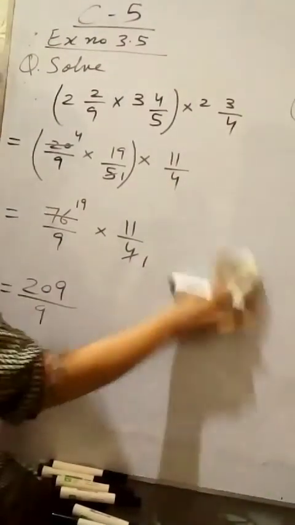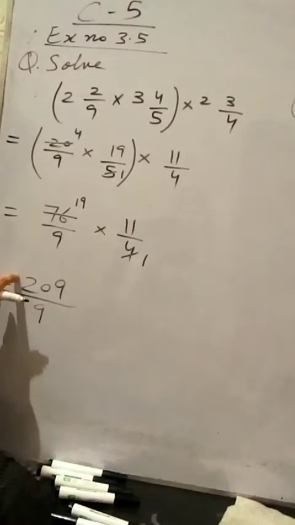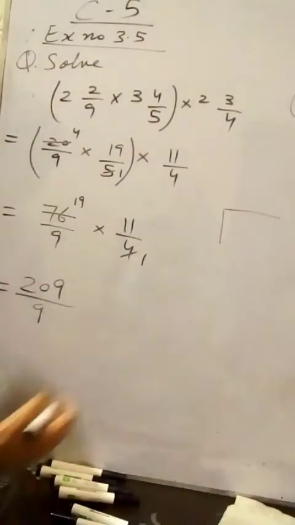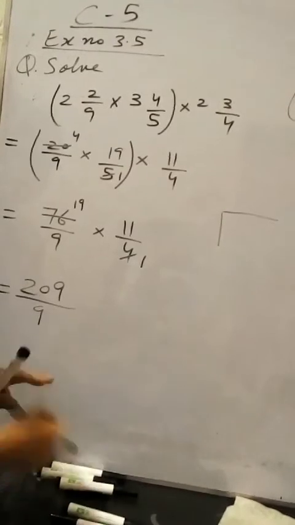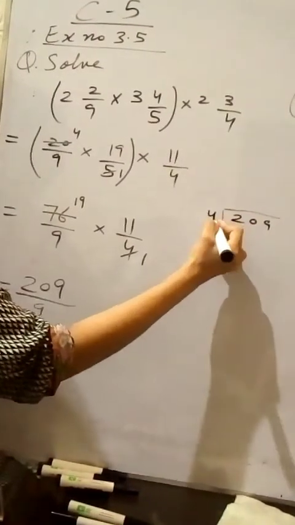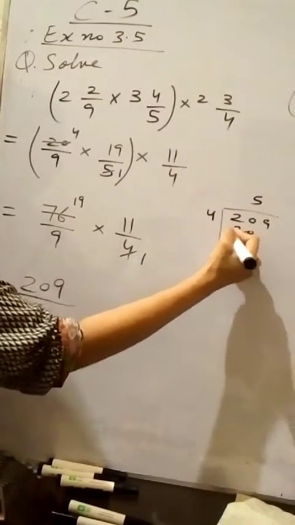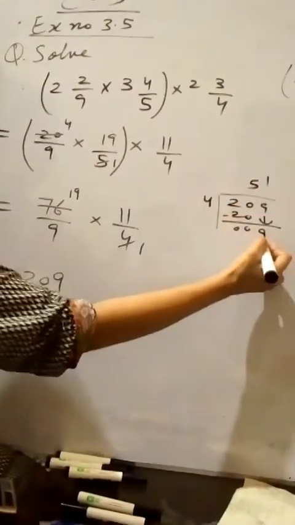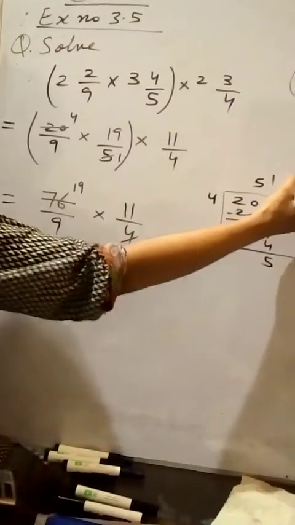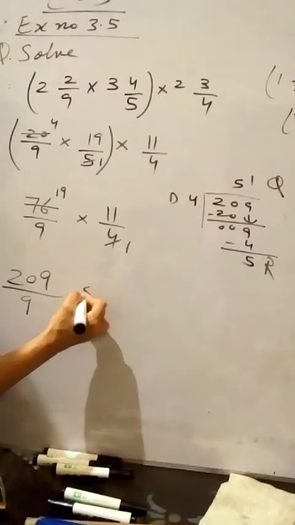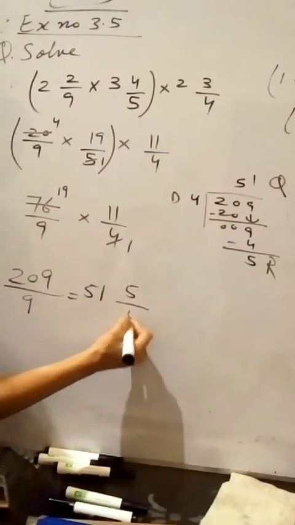Can I make the mixed form of this answer? Yes, because the numerator is bigger than the denominator. So we have to make the mixed form. But how? Numerator inside the hut and denominator outside the hut. 9 times 20, write down 9 0 0. 4 1 time 4 and 5. How to write? Quotient, remainder and divisor.